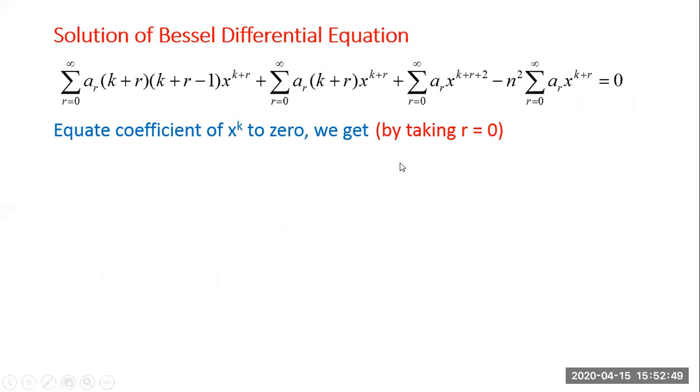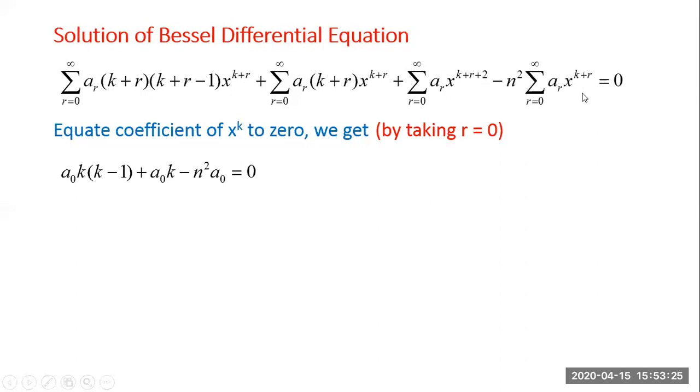So when I take r equal to 0, I get a naught k into k minus 1 x power k. So the coefficient becomes a naught k into k minus 1. From this sum, when I take r equal to 0, I get x power k plus 0, that is x power k, with coefficient a naught into k plus 0, that is a naught k. From the third term, I don't get an x power k term. When I substitute r equal to 0, I get x power k plus 2. So I don't get an x power k term here, so ignore this third term.